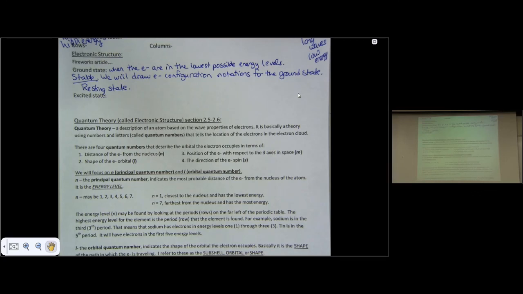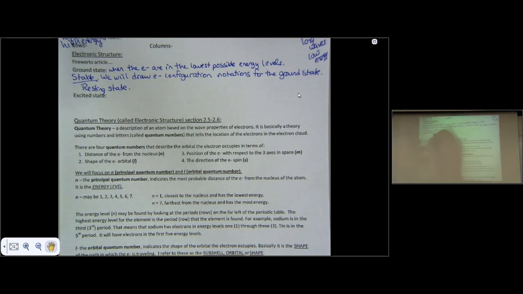Now, I realize at this moment you don't necessarily know what I mean by electron configuration notation. You will. That's the process we're going to use to draw these out. But we are going to deal with the ground state mainly. Your ground state would be when you're asleep. That, in essence, would be your ground state.